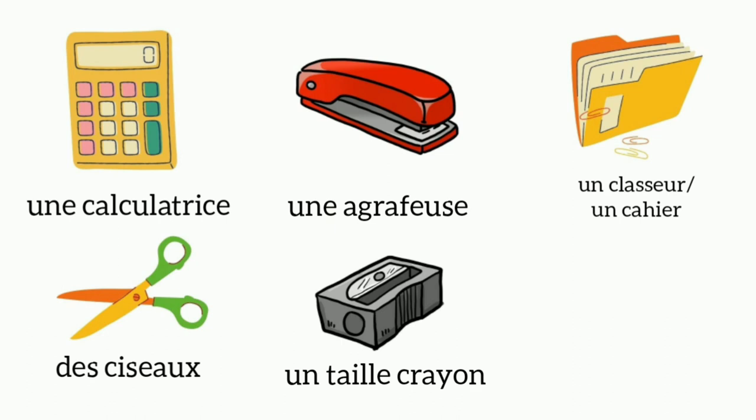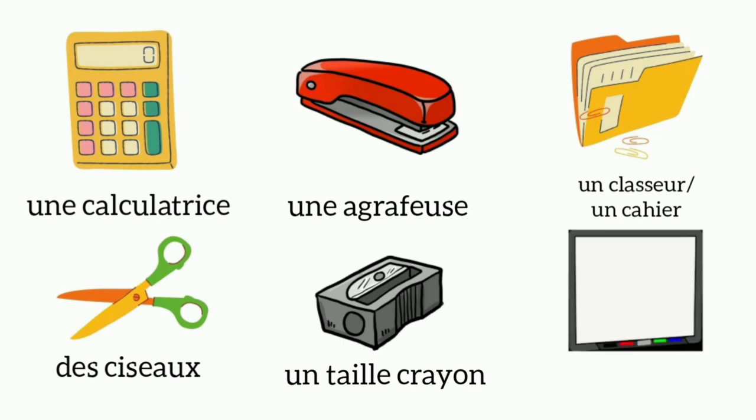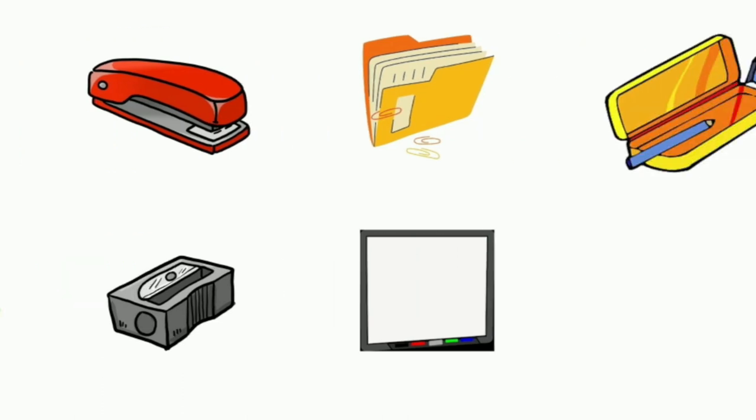Then nowadays we have smart boards in the classroom. So smart board is called un tableau interactif. Un tableau interactif. Why? Because it's an interactive board. So it comes from the same word. Un tableau interactif. Okay. So guys, we have done the objects which are found in a pencil box. But pencil box is left.